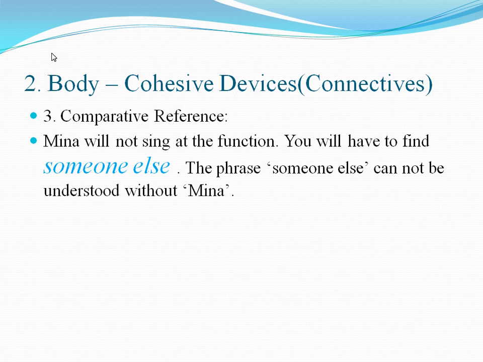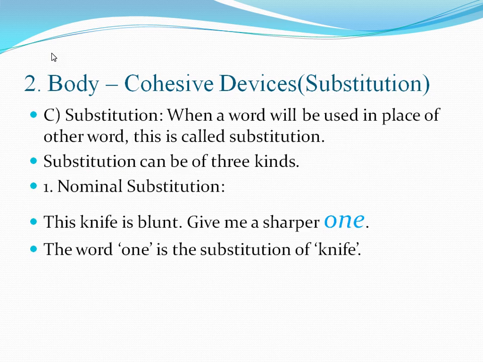And then comparative reference. There will be other reference, that will be: Mina will not sing at the function. We will have to find someone else. Someone else, that is the reference. Someone else means except Mina, we have to find another one. The phrase someone else cannot be understood without the presence of Mina.